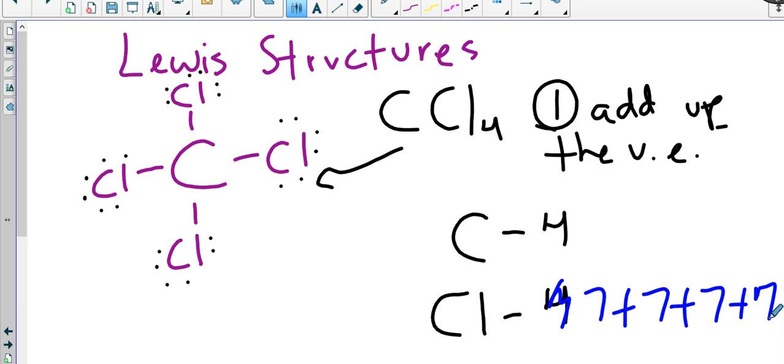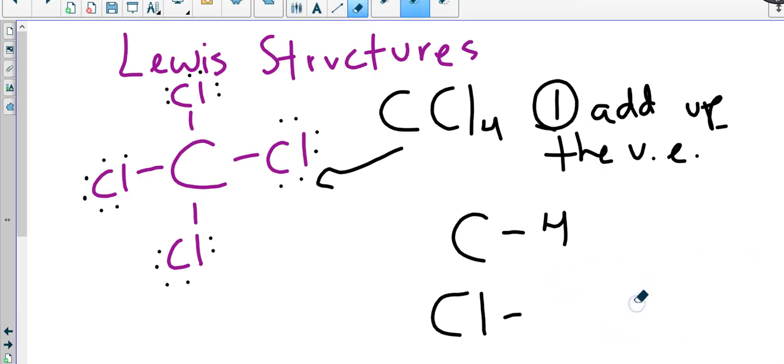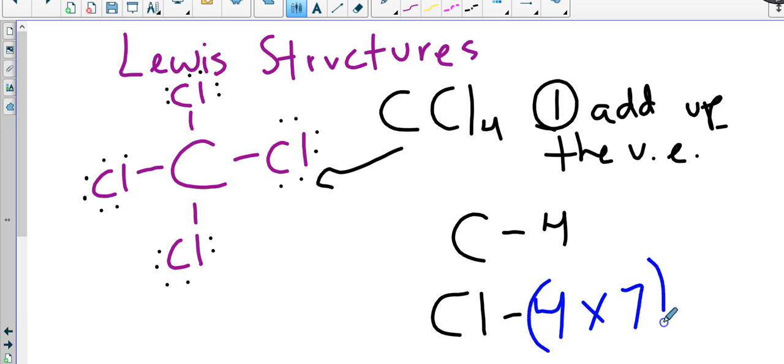Okay? So instead of doing that, because repeated addition is multiplication, I'm going to take 4 times 7. That gives me 4, and then 4 times 7 equals 28, and then you got to add them up. So 32. The number of valence electrons for these atoms in this compound is 32. That's the most important step.